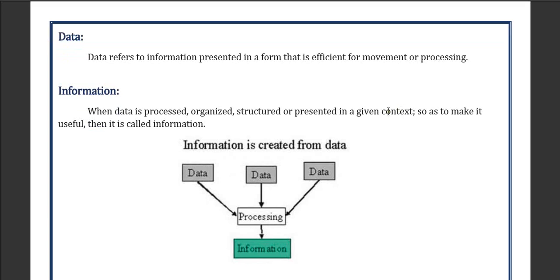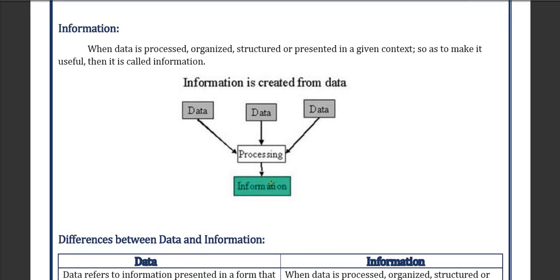Data refers to information present in a form that is efficient for movement or processing. That means data is the basic form. If you know 5, this 5 can be a number, or a roll number, or anything. So this 5 is data. And what is information? If you process the data, it will transform into information. Suppose you process this data as a roll number. Now you say roll number 5, so this is information. That is the difference between data and information.